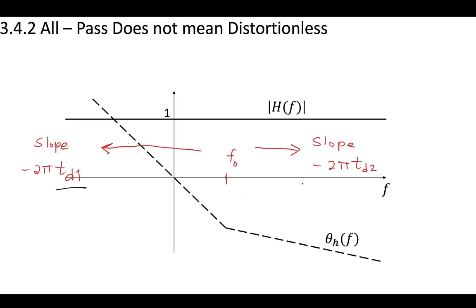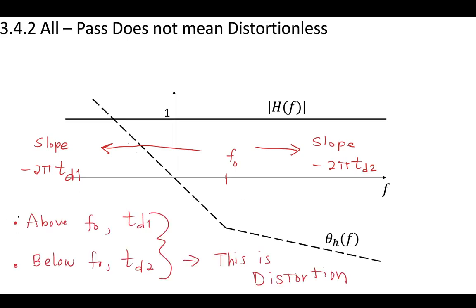So we have created a new situation with a phase response that has a twist in it. That twist means that we have two slopes, which now accounts for two time delays, which is quite bad because this is really what distortion is. So this is a time-based distortion in the phase response.